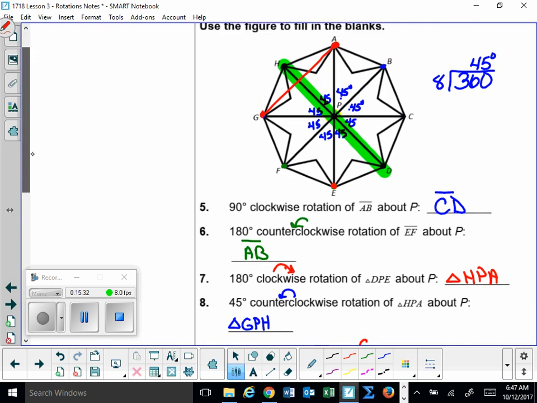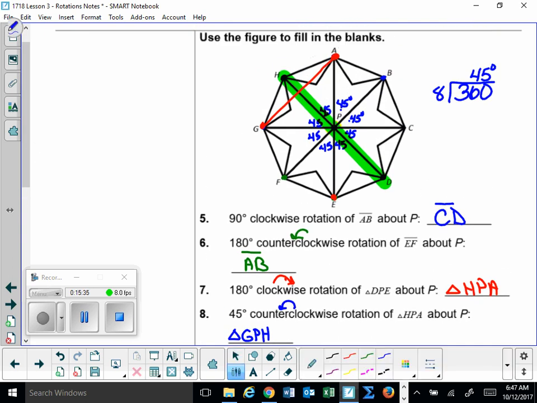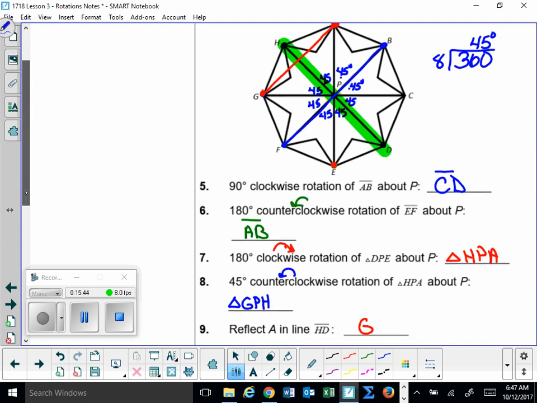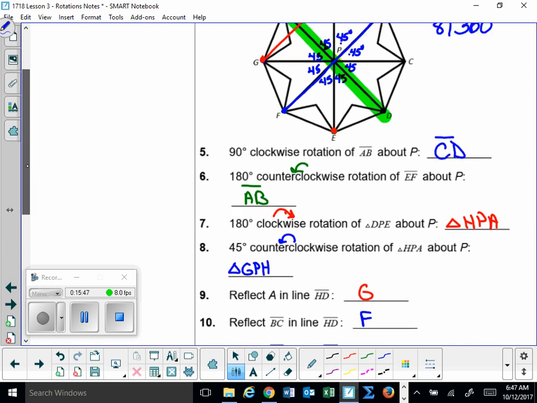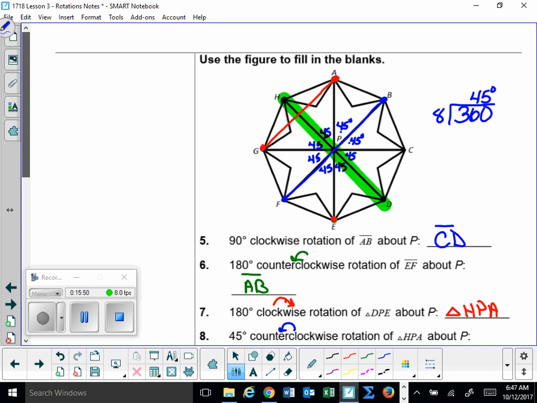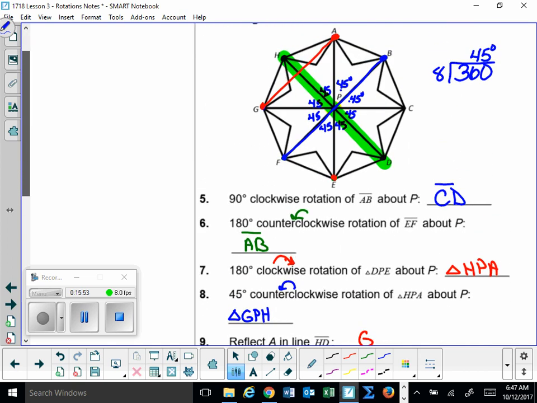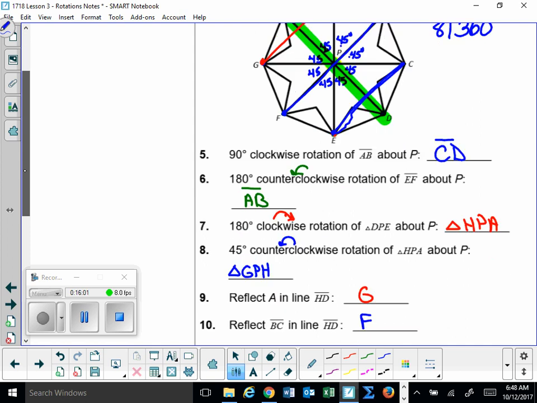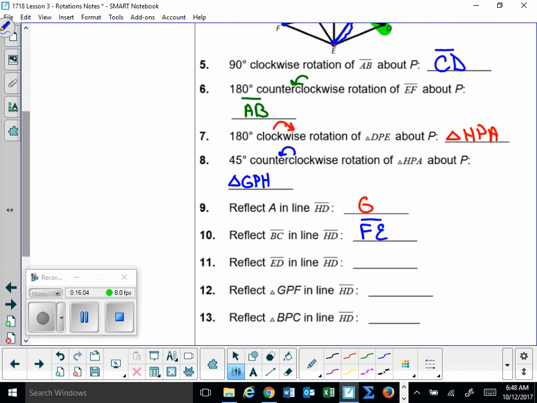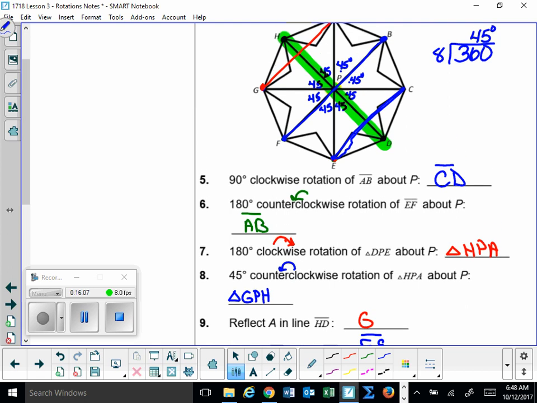All right, now I want to reflect BC. Again, you have to do each of these individually. So here's B. If I come perpendicular to HD, I'm at F. Let me write that down. Now I want to do, sorry, C. And I want to go perpendicular to HD. Ooh, I'm at E. Okay, interesting. Notice it's not what we would consider straight across. I did not go C to F. Staying perpendicular to line HD as I do this.